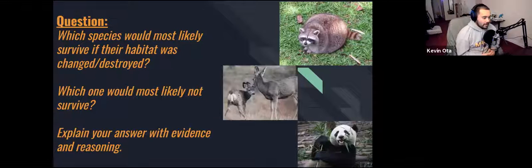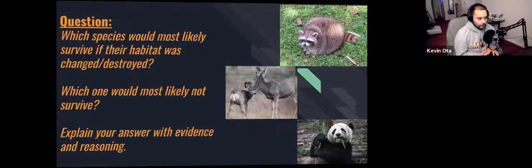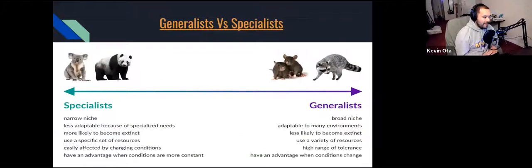Now, hopefully you guys came to the conclusion that the raccoon and the deer would most likely be able to move to a different habitat. However, the giant panda, since it only lives in a specific type of forest and eats a specific type of food, it would not survive too well if that was destroyed. And this is because the panda is an example of a specialist.